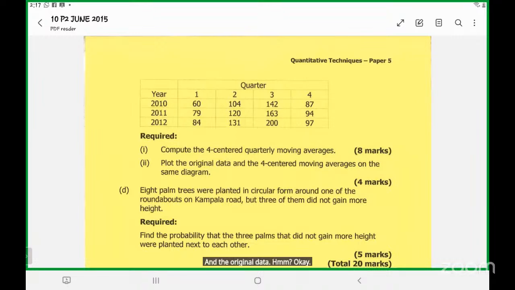1 centimeter to represent 10. So after every 1 centimeter, it's a 10. Okay.